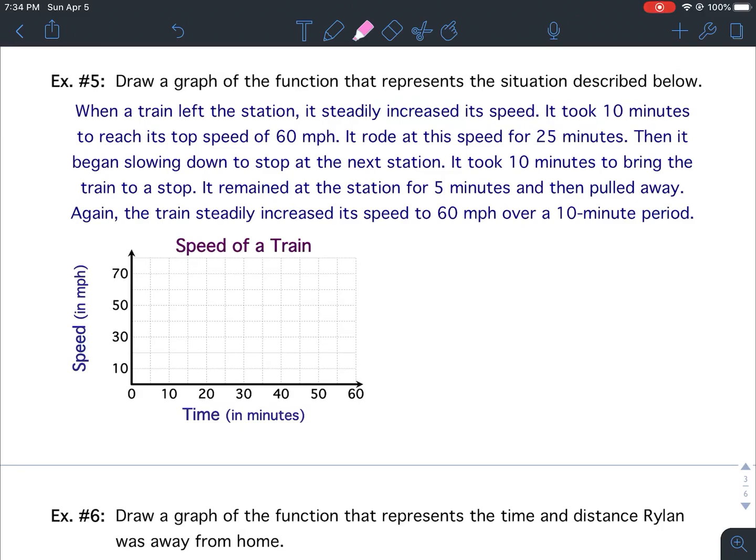Describing functional relationships from graphs, Lesson 16, notes. Example number 5. Draw a graph of the function that represents the situation described below.